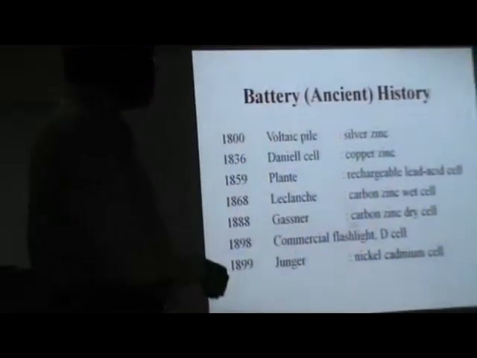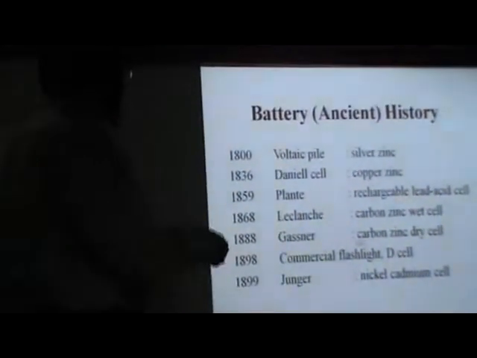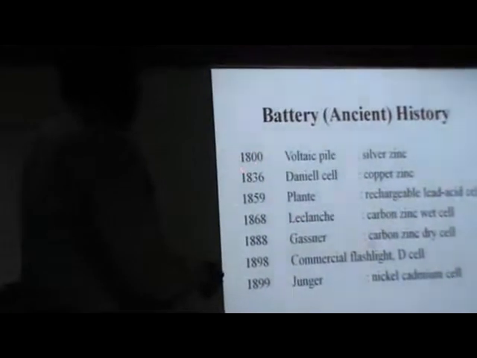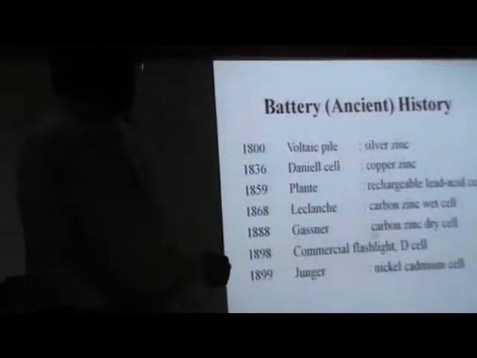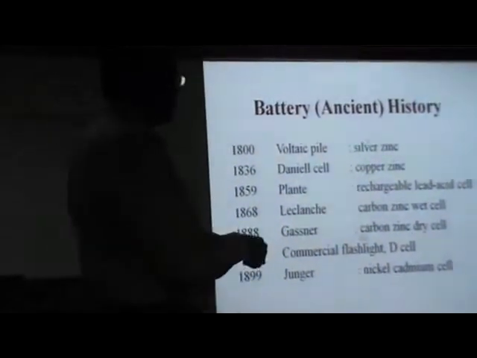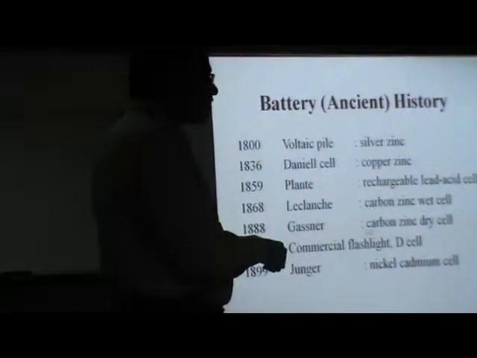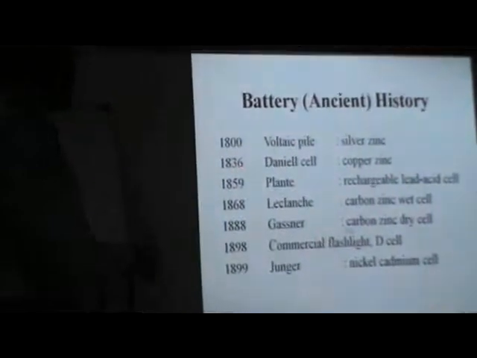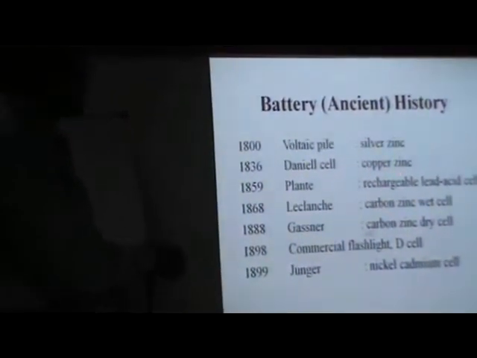This is the history of batteries. In olden days, this is how batteries started. In 1800, the battery was silver zinc. It is the voltaic pile, and that is the inventor of this battery. Then in 1836, it was a copper zinc battery.